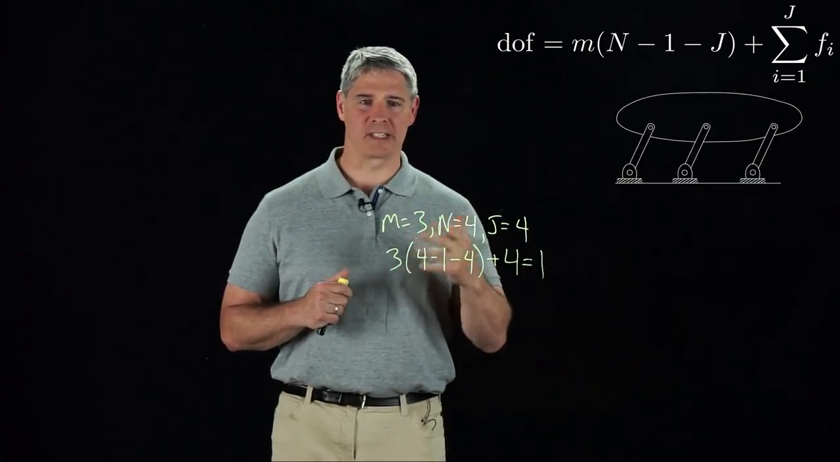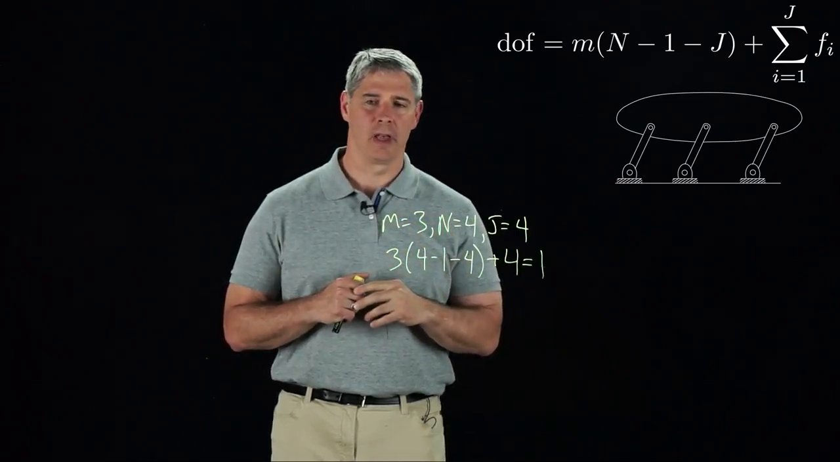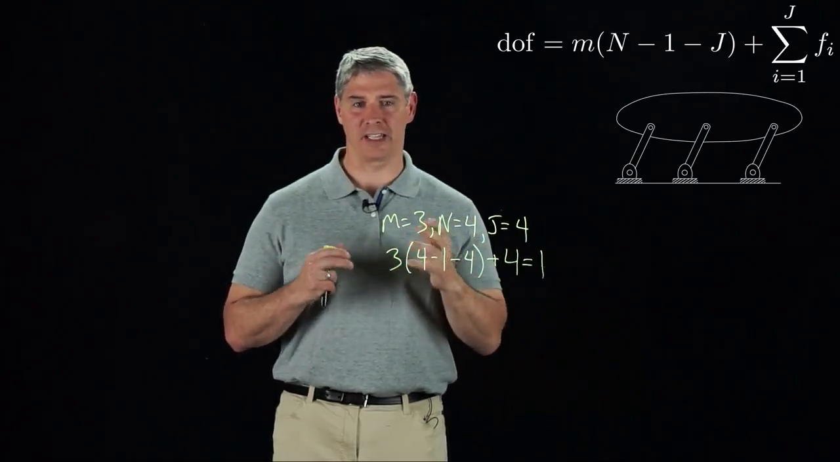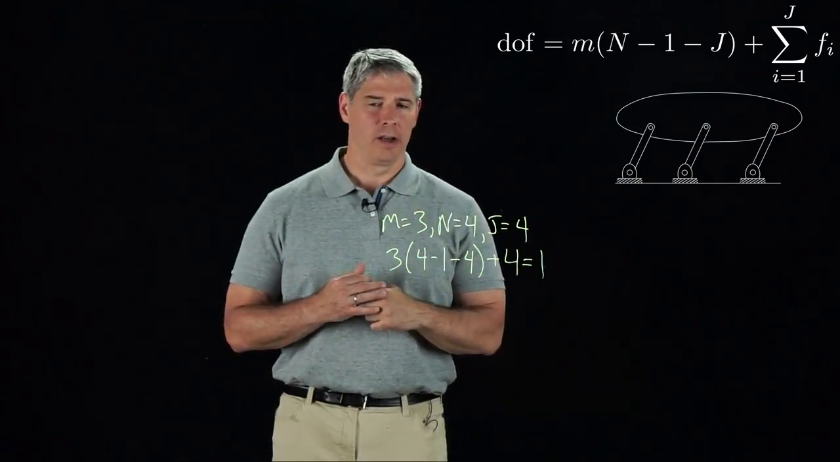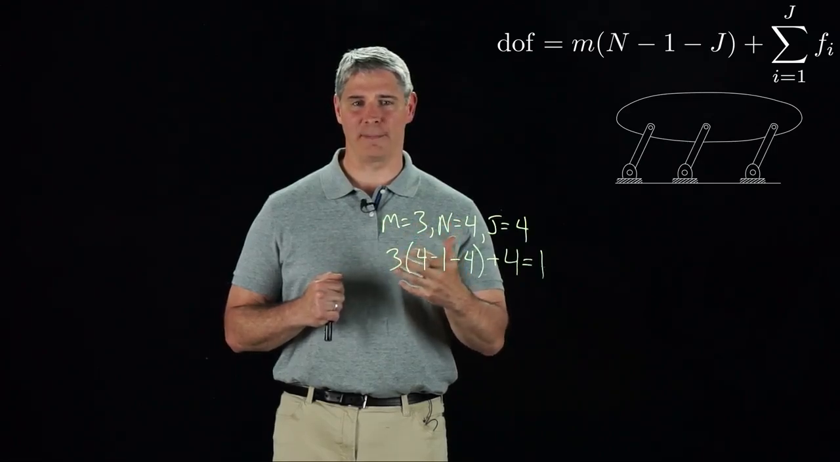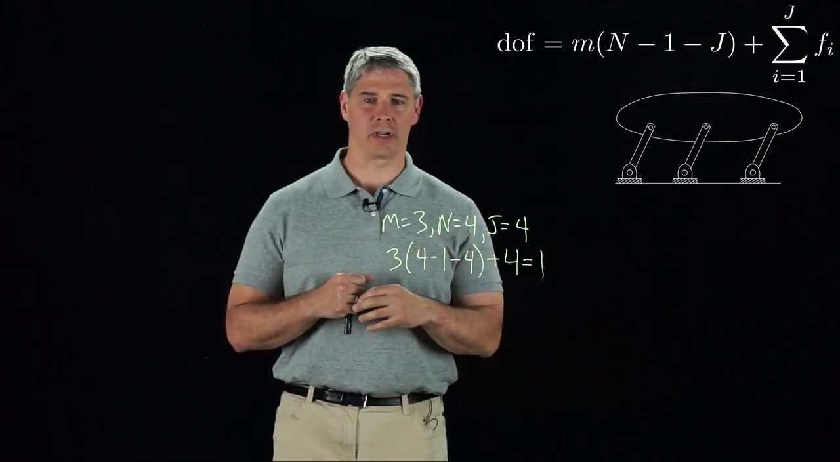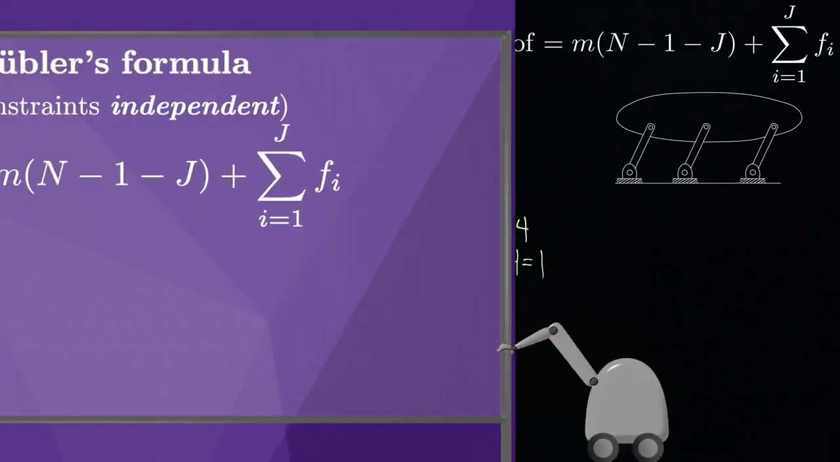The next mechanism is like the 4-bar, except now it adds 1 more link and 2 more joints. Gruebler's formula would tell us that this mechanism has 0 degrees of freedom, but that's wrong. It still has 1 degree of freedom, just like the 4-bar. The reason that Gruebler's formula does not apply is that the joint constraints are not independent. Testing whether joint constraints are independent is not an easy task, and we won't pursue it further.